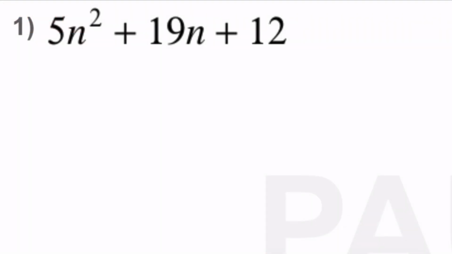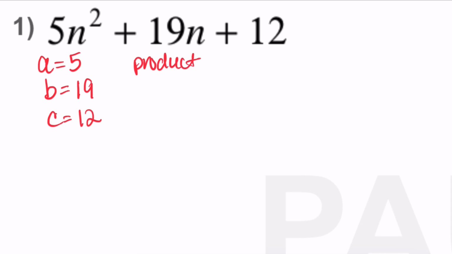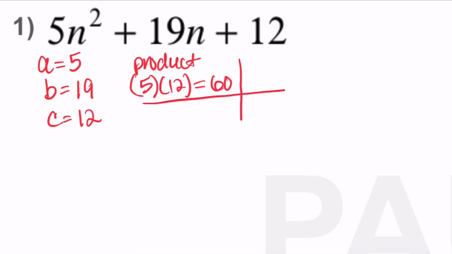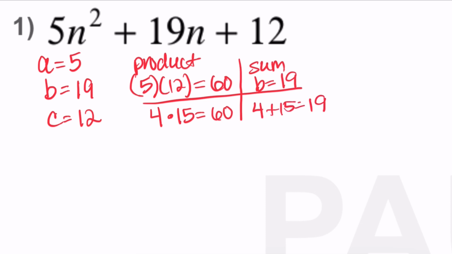For question number 1, the value of a is 5, b is 19, c is 12. The product is going to be a times c, or 5 times 12. You get 60. And the sum is the value of b, which is 19. So what two numbers can you multiply to get 60, but when you add them together, you get 19? And so your combo this time would be 4 times 15, which is 60, and 4 plus 15 is 19.